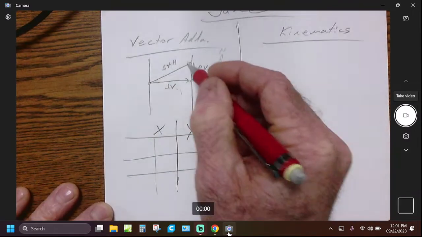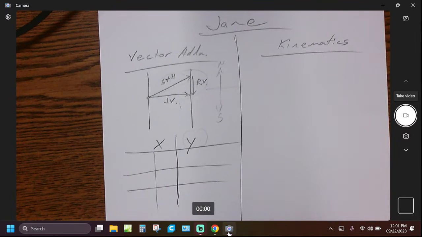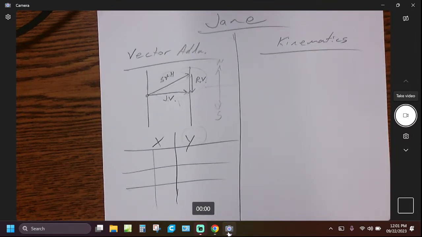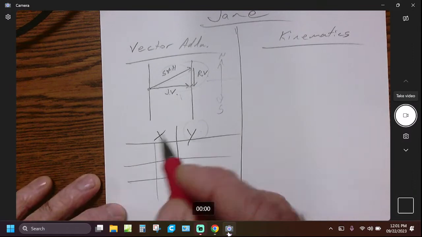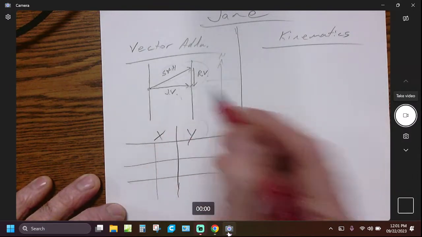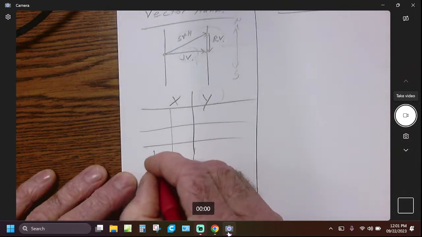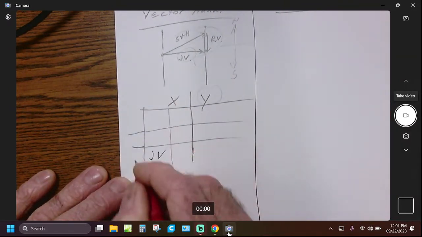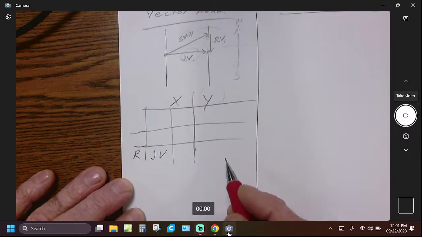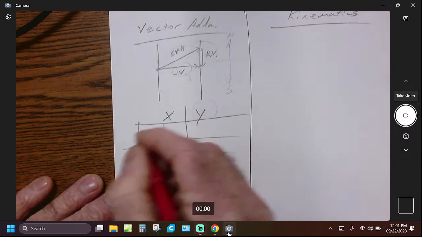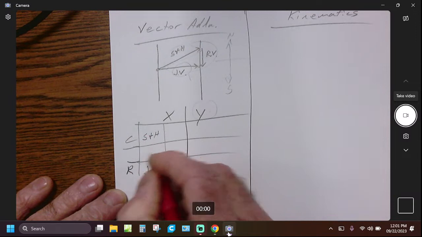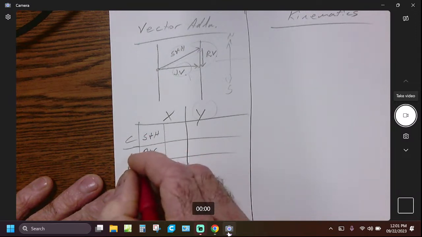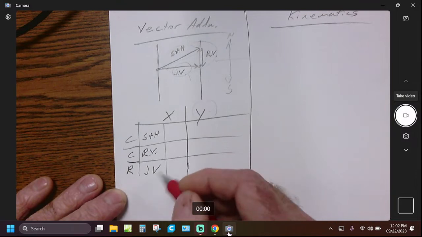So there are three different vectors. Which one's the resultant vector? Just blurt it out if you know. Jane's velocity. It's the velocity of the star of the problem, the object that we're focusing on. It's how fast it moves across the earth in which direction. So I'm going to put JV over on the left just to keep track of things. That's the resultant. The other two vectors that should add up to that are the speed and heading, which is a component, and the river velocity, which is also a component. So these two vectors have to add to that one.